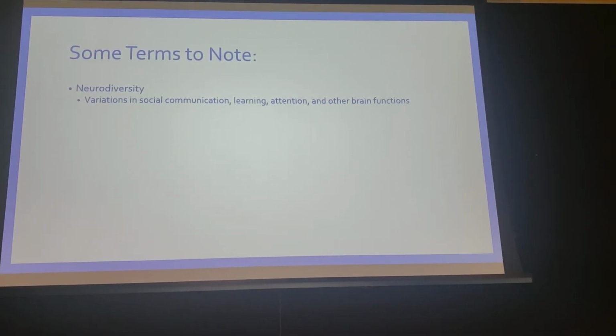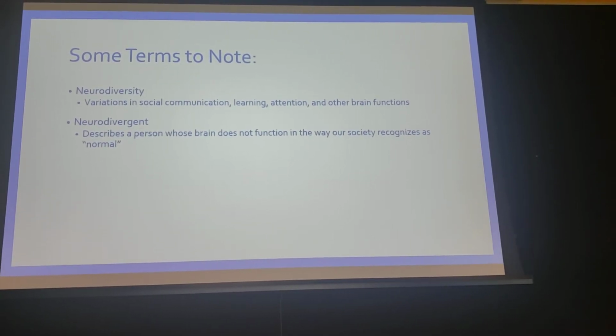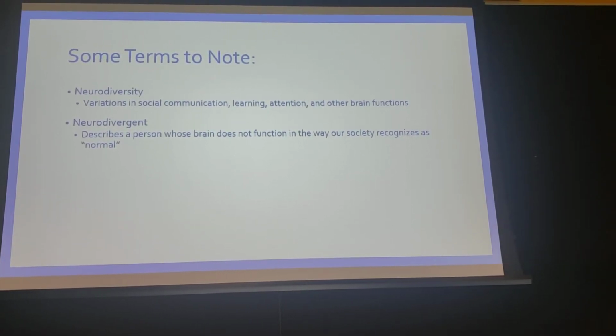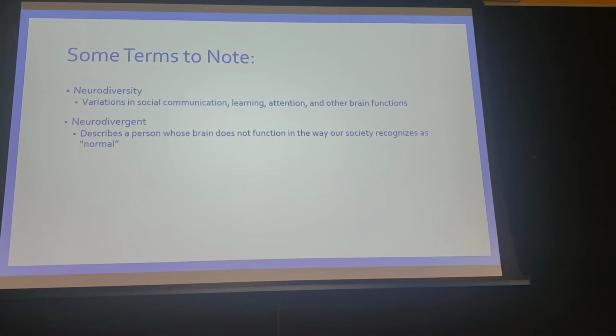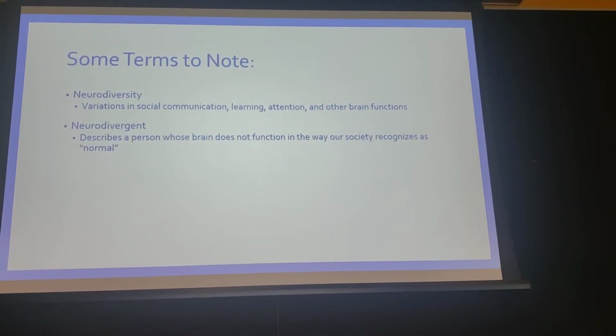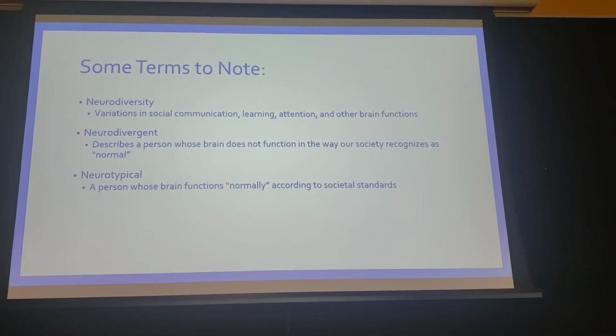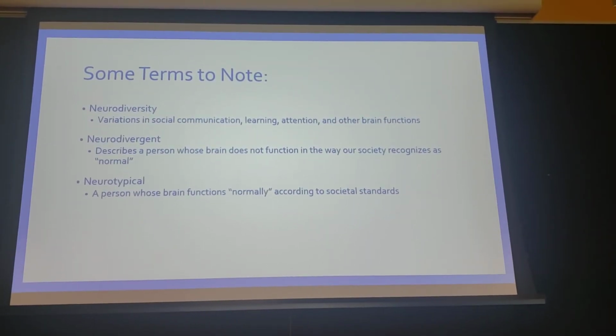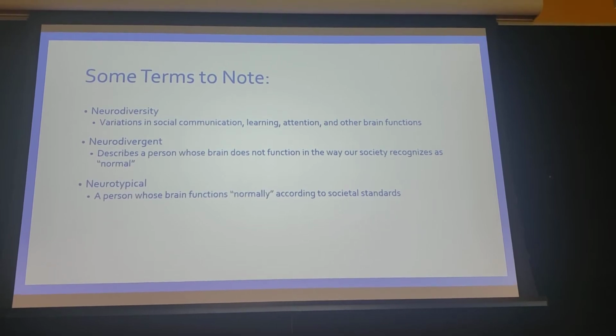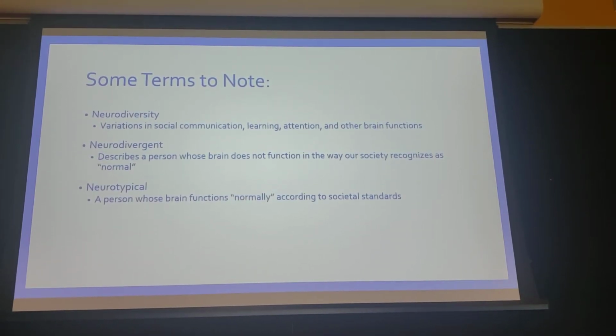And then similarly, we have the word neurodivergent, which is used to refer to a person whose brain functions outside of the narrow box that society construes as normal. And on the opposite side, we have neurotypical, which is a person whose brain functions normally according to societal convention.